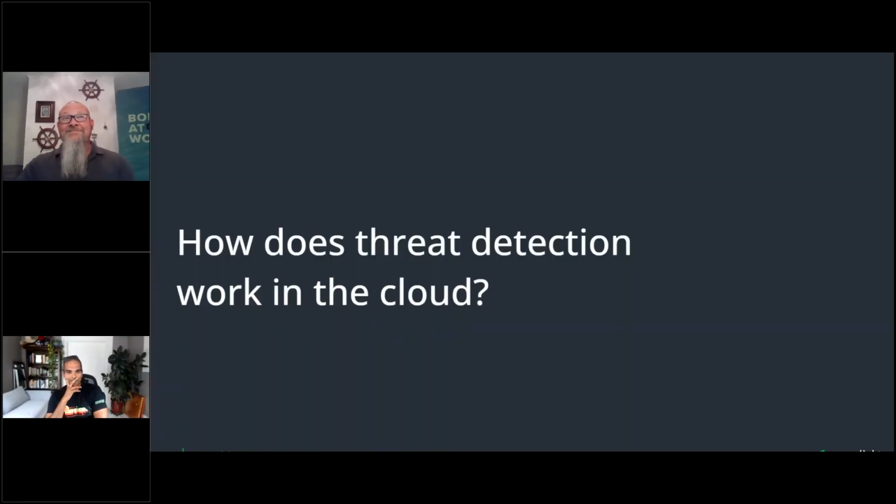So let's double click on that. How does threat detection work in the cloud? Vijay, if you can start us off, what are some of the key sources of data and where do the visibility gaps lie?